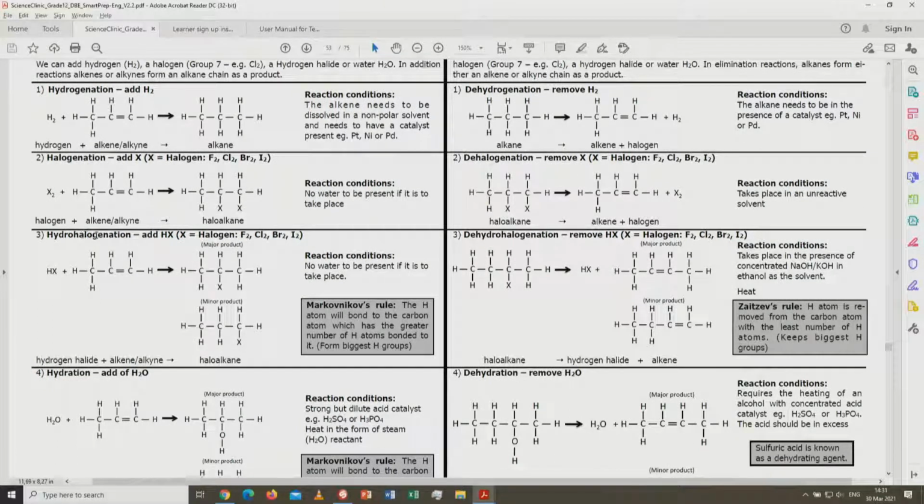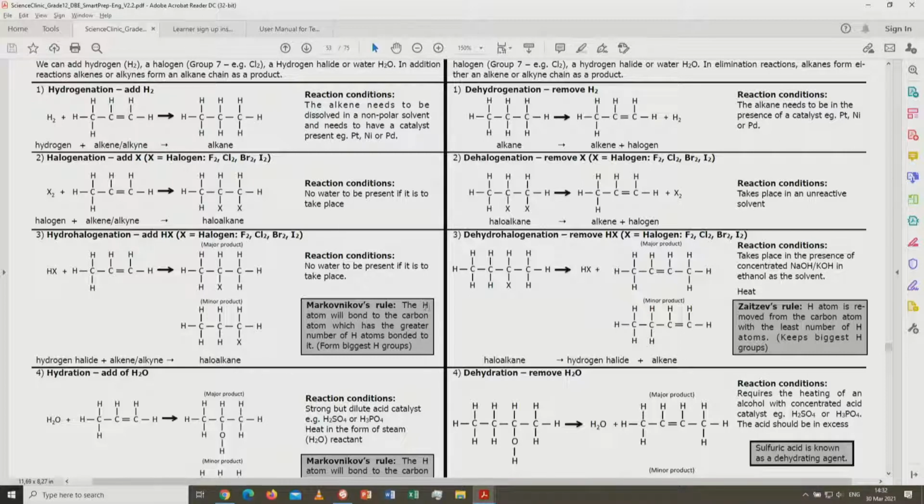Next is the addition of a hydrogen halide, a halogen such as fluorine or chlorine with a hydrogen. So I have a hydrogen halide plus the alkene, and in this case I get two products, one with the halogen X on the one carbon, and the one with the halogen on the other carbon. And there is the Markovnikov rule playing a role there. The one is a major product and the other one is a minor product. So this will be the major product.